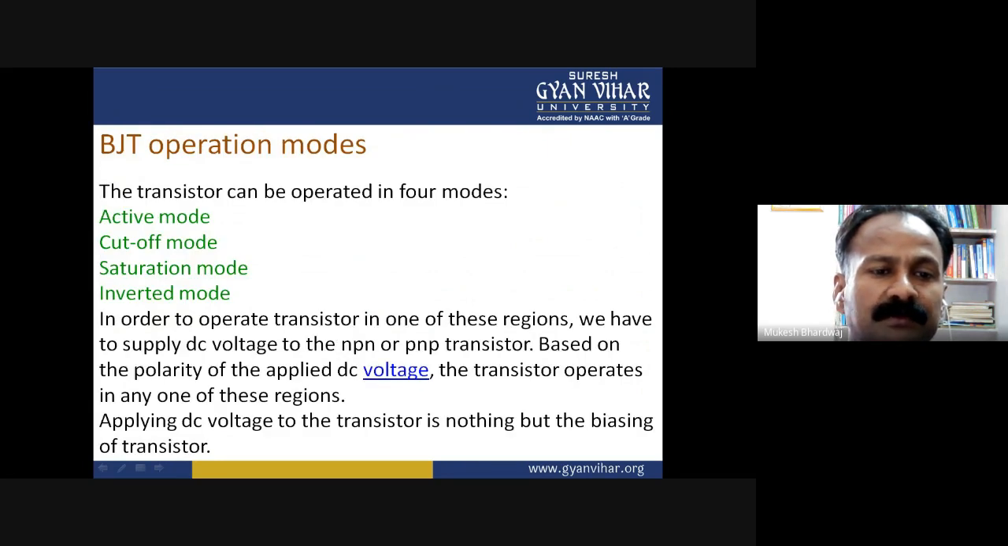BJT operation modes. Basically, a BJT or transistor operates in four different modes. One is the active mode, second is the cutoff mode, third is the saturation mode, and the fourth one is the inverted mode. In order to operate the transistor in one of these regions, we have to supply DC voltage to the NPN or PNP transistor. Based on the polarity of the applied DC voltage, the transistor operates in any one of these regions. Applying DC voltage to a transistor is nothing but the biasing of the transistor.